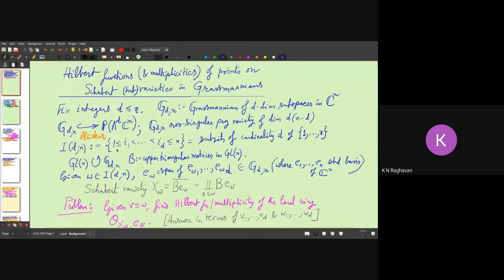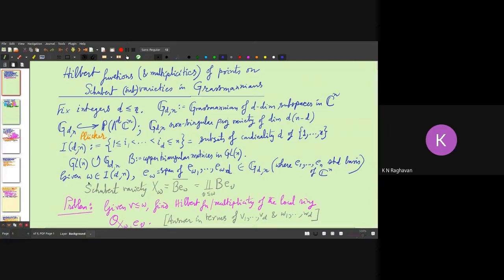Define I_{d,n} to be the set of subsets of cardinality d of 1 through n. Given an element I of that, if I_1 through I_d are the elements of I, then I arrange them in increasing order. So this is I_{d,n}. We had seen this last time. This combinatorial set is very important. For example, the projective coordinates are indexed by this set I_{d,n}. As I just mentioned, GL_n acts transitively on this Grassmannian, and let B be the set of upper triangular matrices in GL_n. This is a Borel subgroup, if you know what that means. If not, then just take it to be the upper triangular matrices in GL_n.